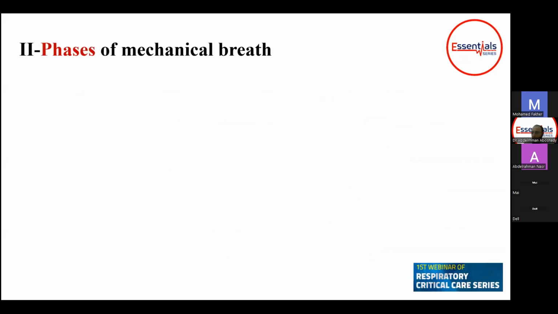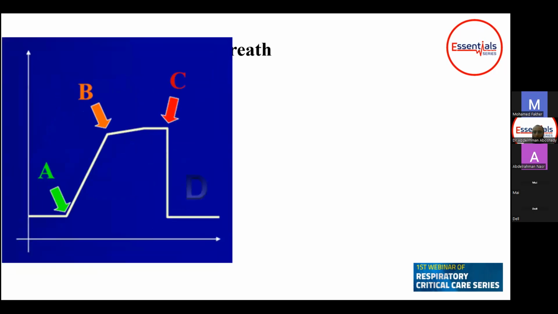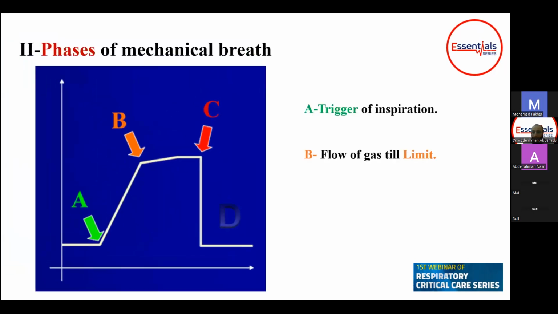Okay. The second basic feature we want to review is the phases of the mechanical breath. We all know that the mechanical breath consists of 4 phases. The trigger of inspiration, the start of inspiration, followed by the flow of gas till the limit of inspiration, then the cycle of inspiration and the end of inspiration, then comes the expiration itself.